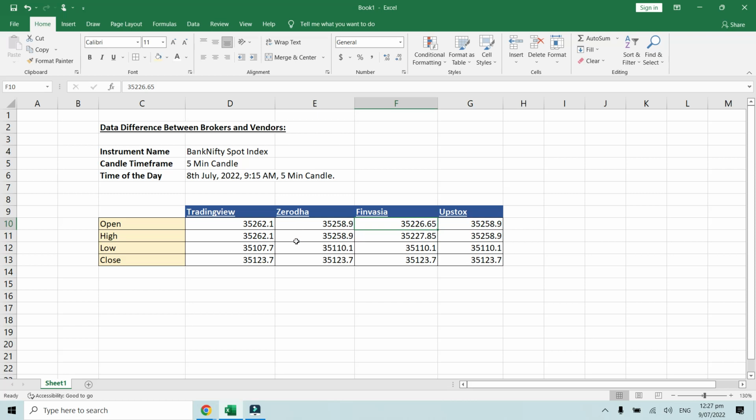Because of this, what can happen at times is that there might be a buy signal in one of the indicators, but that price might not have been reached in some other broker terminal. So you might think that in Zerodha I've got a buy signal, but in Upstocks it's not there.